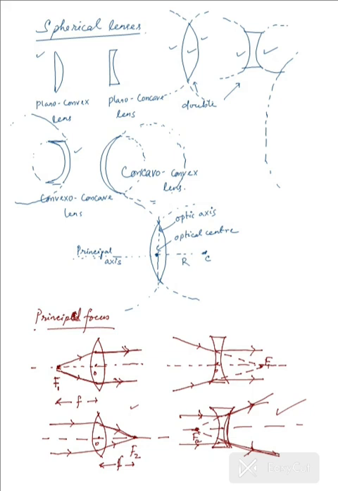And also what we note is that the focus in case of convex is a real one, while the focus in case of a concave lens is a virtual one, because the rays are not actually meeting. They have to be produced in each case to meet at a point on the principal axis. So we have virtual focus in case of concave, while real focus in case of convex lens.